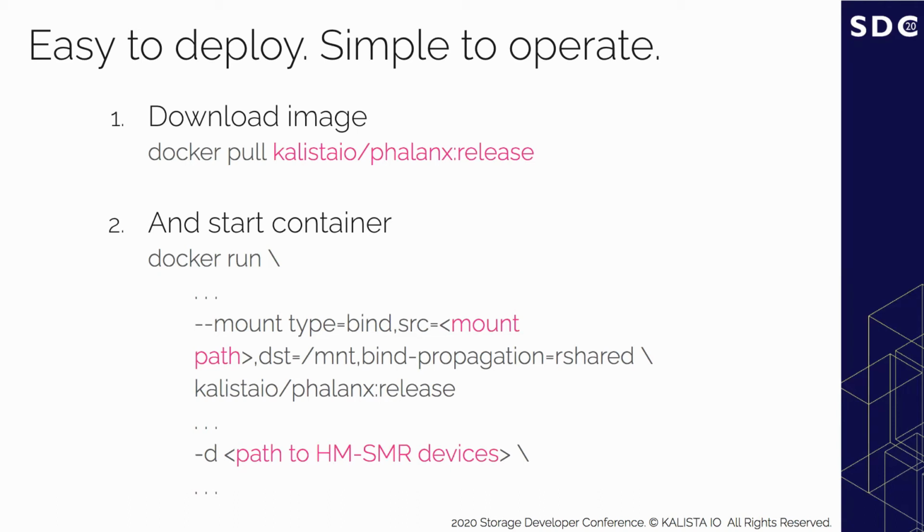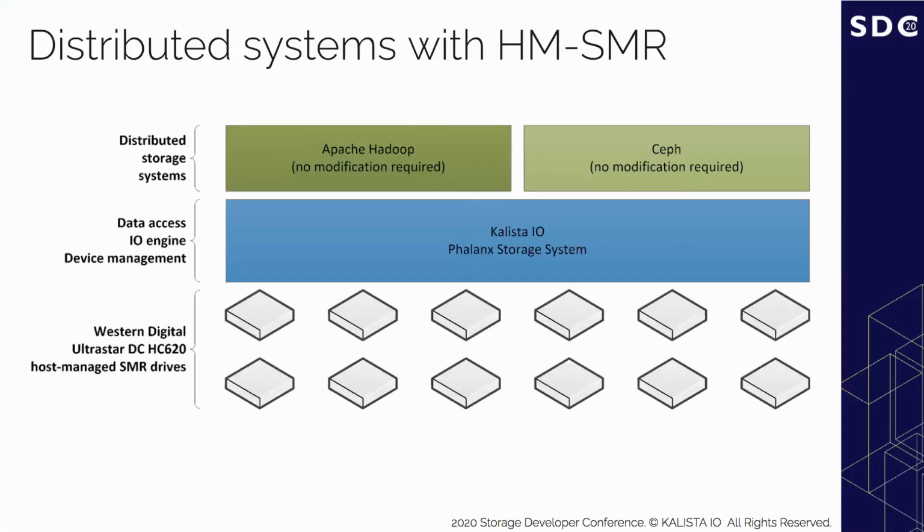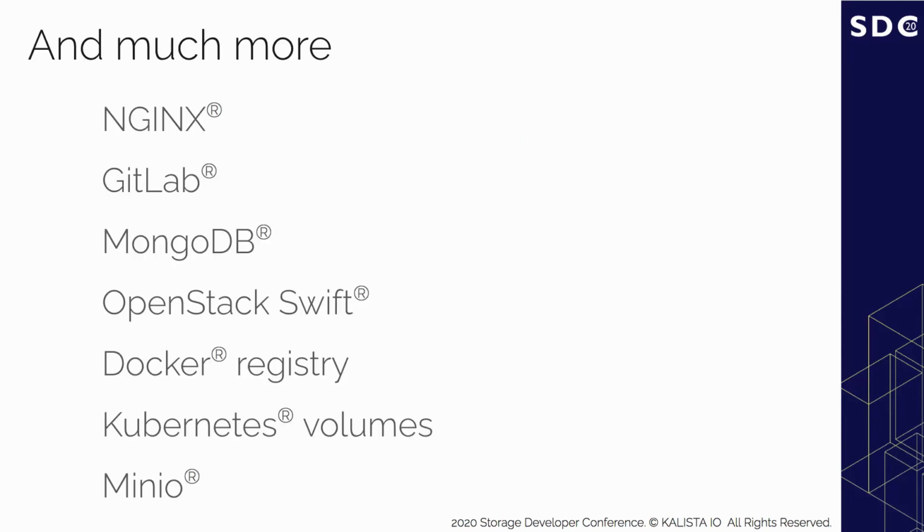You can see here that it takes just 2 commands to deploy Phalanx and get a system running with host-managed SMR. And this is what happens when we remove friction and barriers to host-managed SMR. Distributed systems such as Hadoop and Ceph become instantly host-managed SMR enabled. And much more. Again, all without any application or kernel modifications.